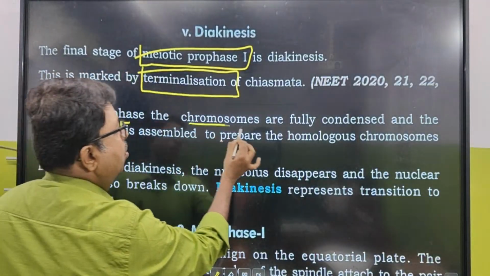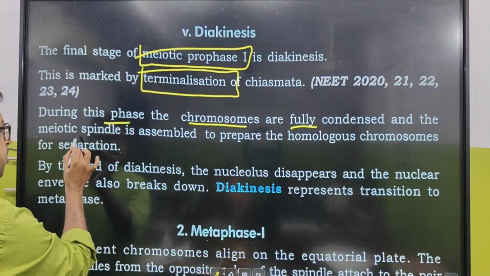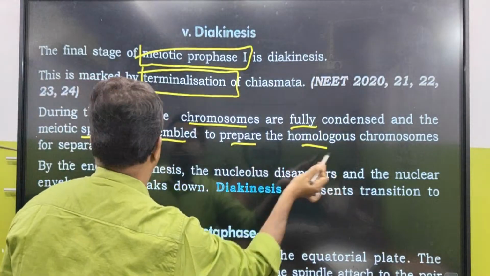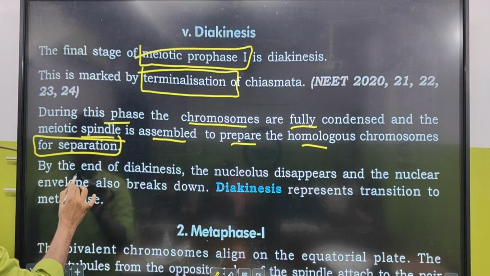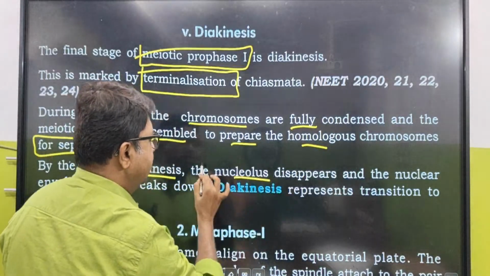During this phase, the chromosomes are fully condensed and the meiotic spindle is assembled to prepare the homologous chromosomes for separation. So they get ready for separation. By the end of diakinesis, the nucleolus disappears.